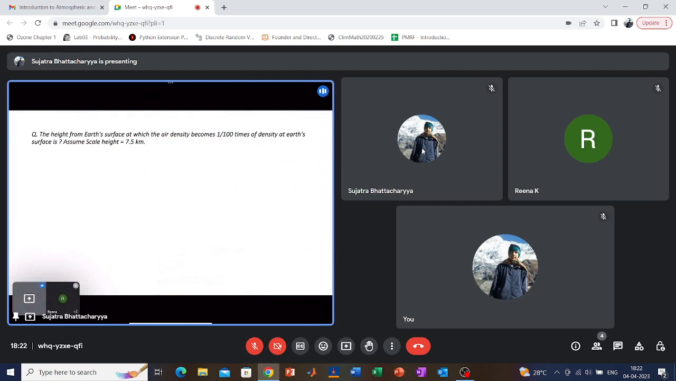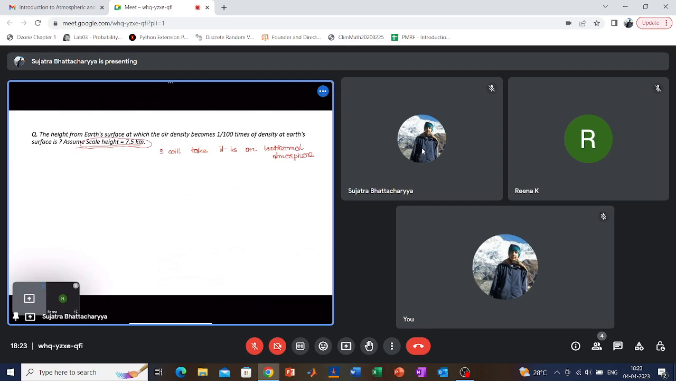The height from the Earth's surface at which the air density becomes 1 by 100 times the density at the Earth's surface is. Assume the scale height to be 7.5 kilometer. See here, temperature variation with height is not given. So I will take it as an isothermal atmosphere. Then only this is true, that scale height is 7.5 kilometer throughout the atmosphere.